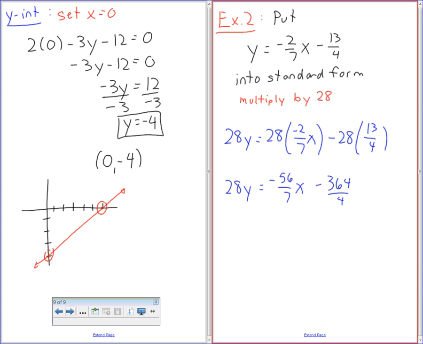So we're going to say 28y equals negative 8x. And here's the messy one. 364 divided by 4. Go ahead. Thank you. Okay, so things are looking good, but not yet great.